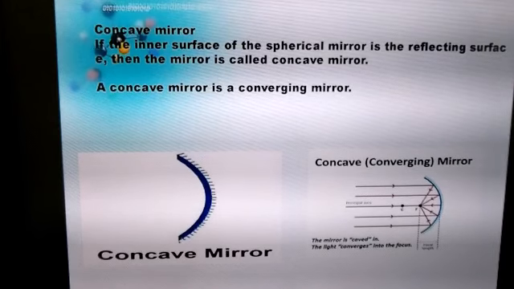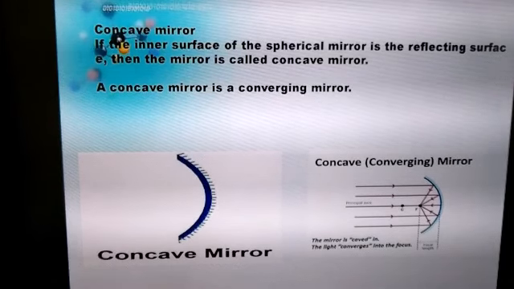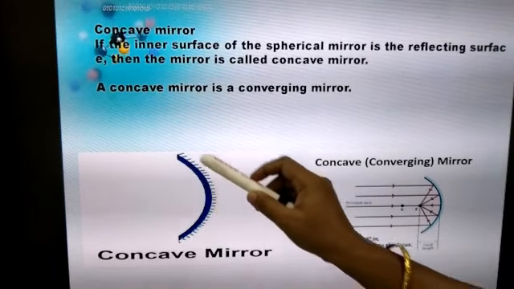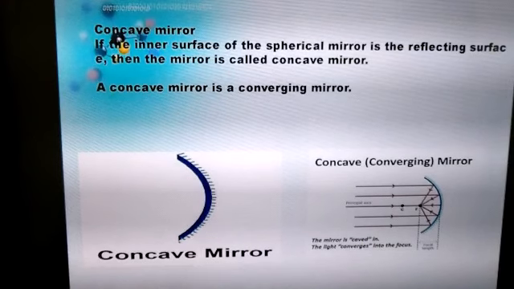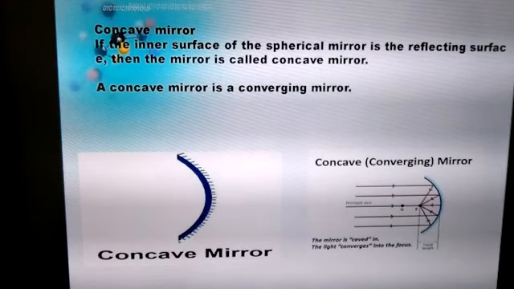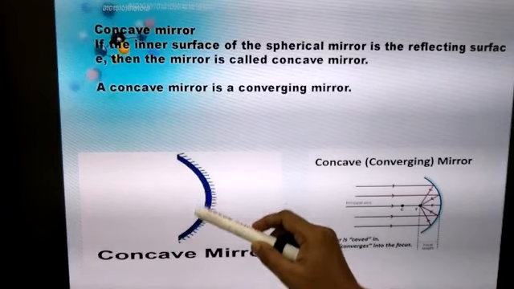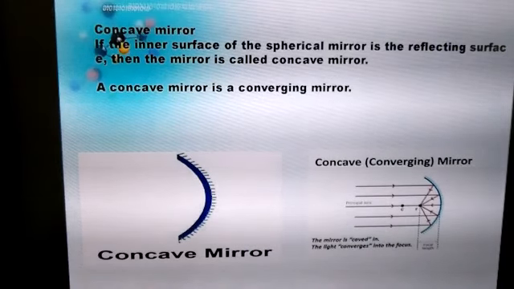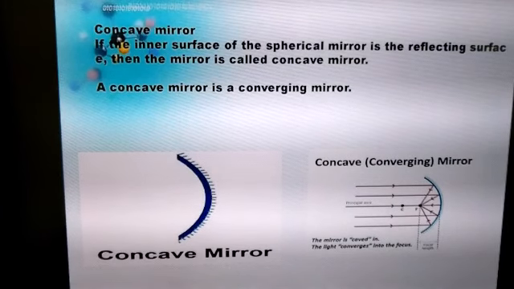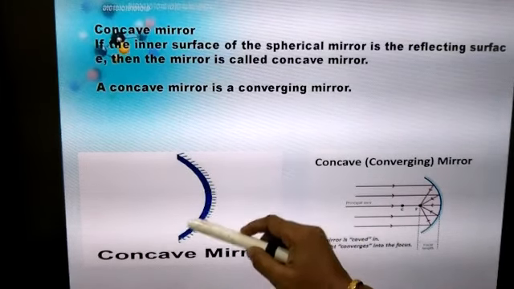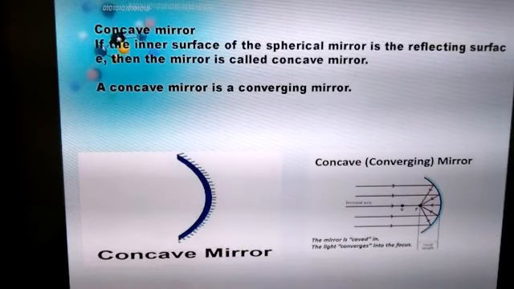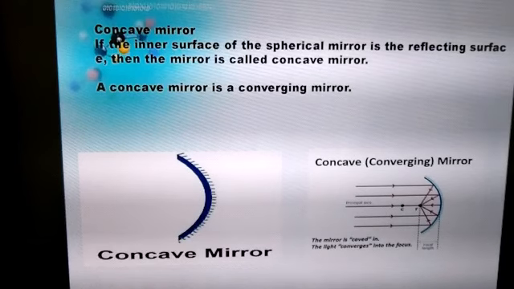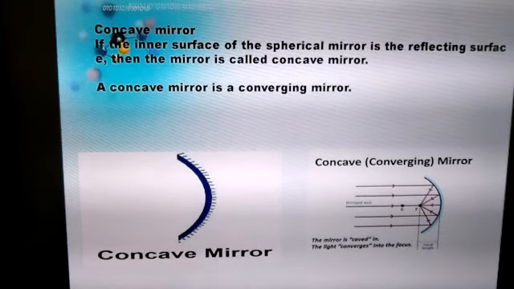The first type of spherical mirror is a concave mirror. A concave mirror is made by silvering the outer surface or the bulging surface of the hollow sphere so that the inner surface becomes the reflecting surface. Such a mirror is called a concave mirror. So we define a concave mirror as follows: if the inner surface of the spherical mirror is the reflecting surface, then the mirror is called a concave mirror.